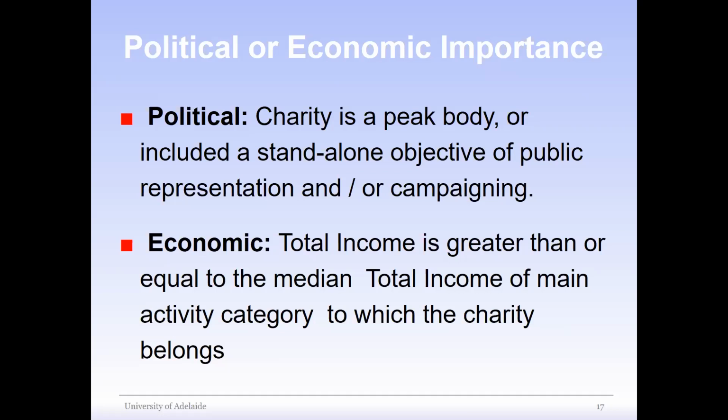It wasn't possible to drill down into the data to get that sort of information. So what we said was, if the total income is greater than or equal to the median for the main activity category. Most people would know that in the ACNC annual information statements, charities identify a main activity. So that might be provision of childcare, it might be emergency relief, or whatever. We looked at the median income for that charity, and we said, well, if our charity has a total income greater than that, we will say it's got economic importance.